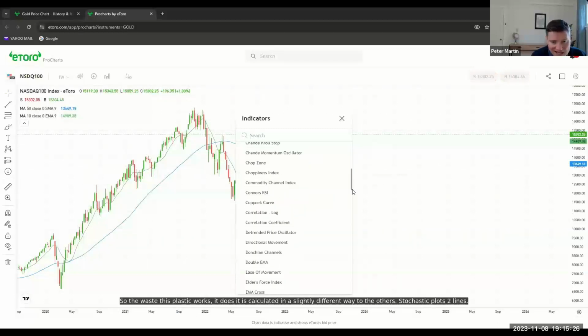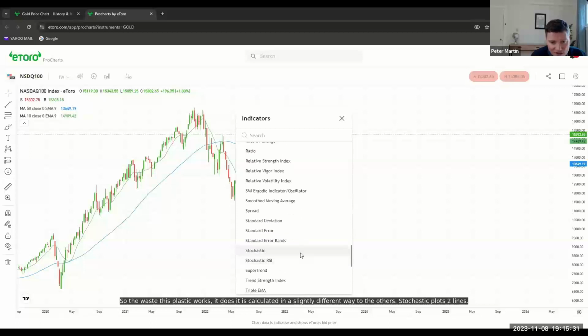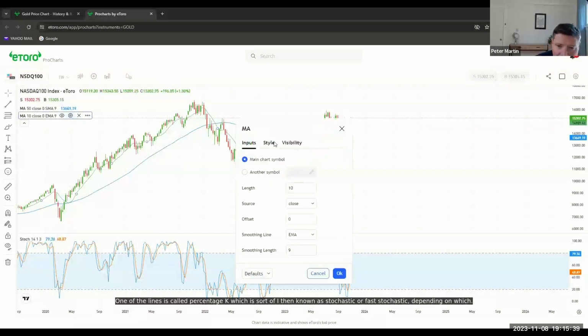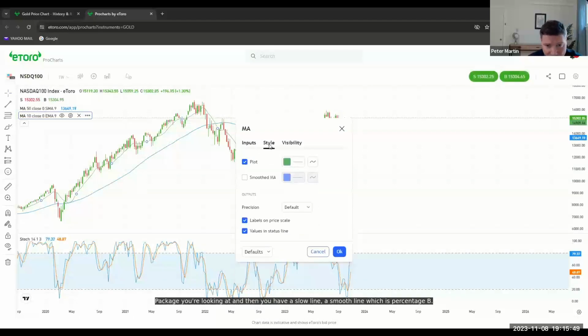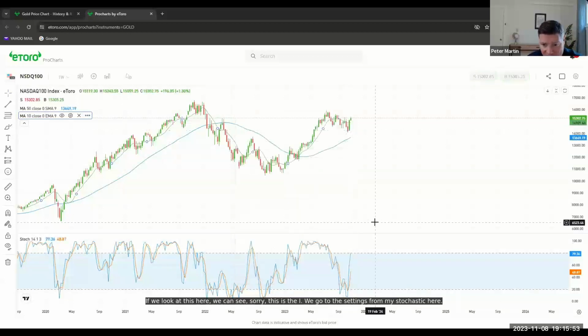So the way stochastic works, it is calculated in a slightly different way to the others. Stochastic plots two lines. One of the lines is called percentage K, which is sort of either known as stochastic or fast stochastic, depending on which package you're looking at. And then you have a slower line, a smooth line, which is percentage D.